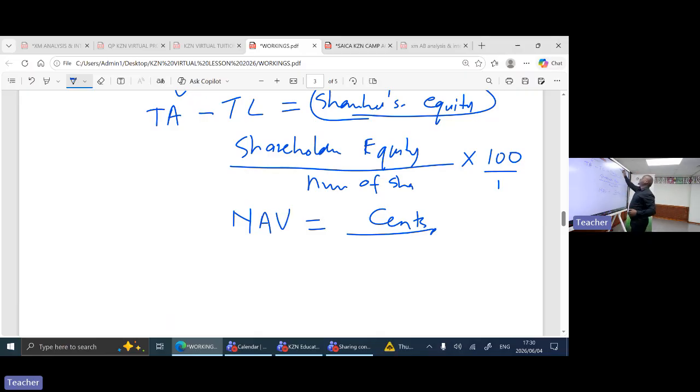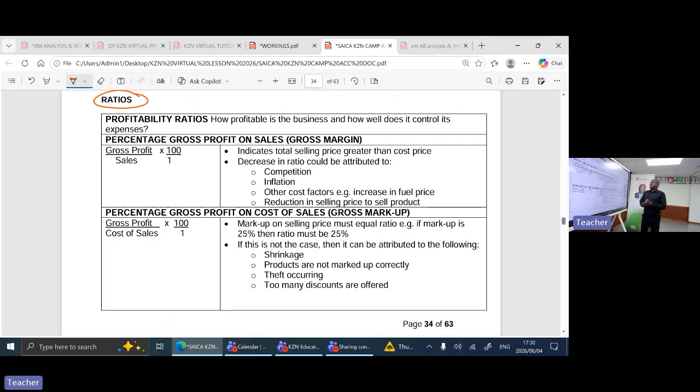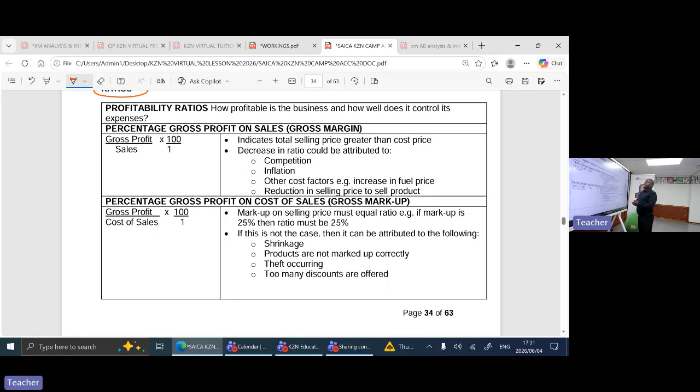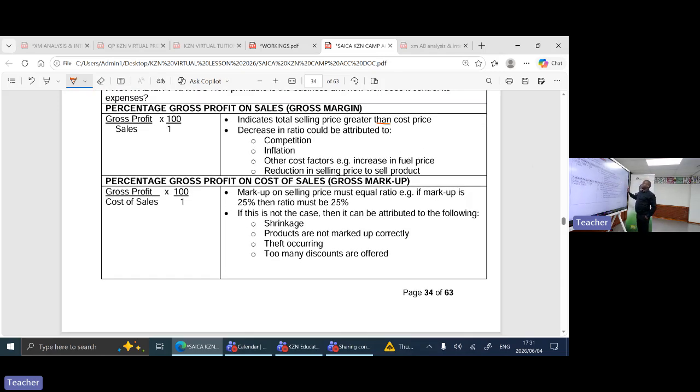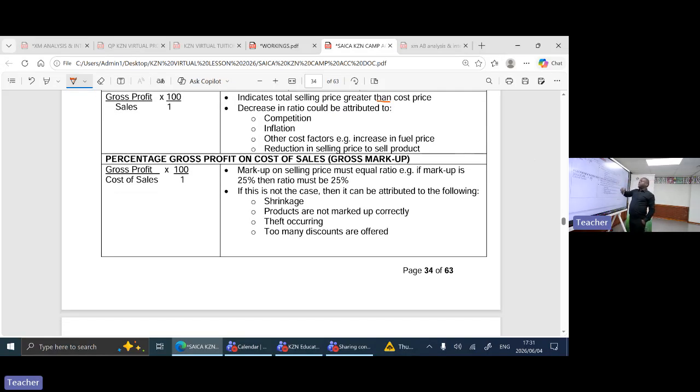All right, allow me to go straight to the formulas and explain what is under each indicator. I'll be quick with this one. This is the formula for our percentage gross profit on sales. It indicates total selling price greater than cost price. So a decrease in this ratio, if it happens, may be because of competition. Remember, our sales rates will decrease when there is competition, so our gross profits may also be affected.